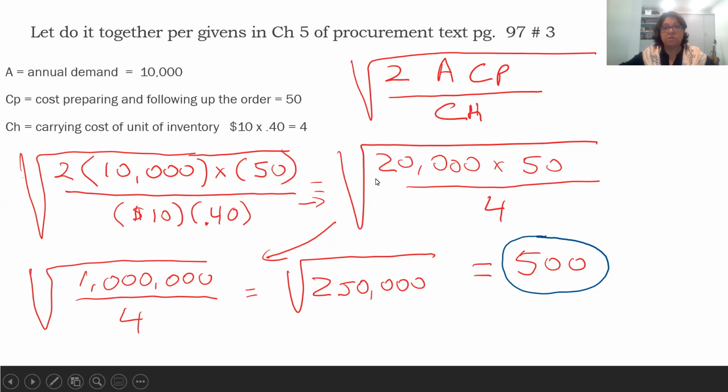So then that would be the square root of 20,000 times 50 divided by 4. And so 20,000 times 50 is 1,000,000 divided by 4. And 1,000,000 divided by 4 is 250,000. And if you just think of 250,000, you'll say, wow, that's a lot of units. But no, if you do the square root of 250,000, it's 500 units, which seems pretty logical, since your annual demand is 10,000 per year.